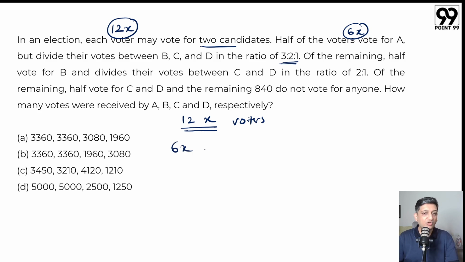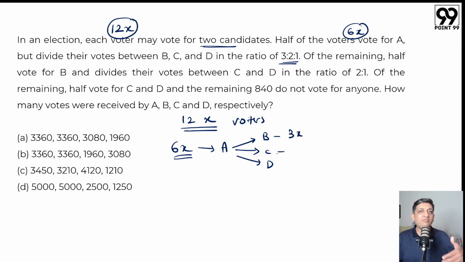So 6X voters are going to vote for A, but divide their votes between B, C and D. So the second person that they're voting for could either be B, C or D. So these 6X people will now be split in the ratio of 3:2:1, which basically means 3X people would have voted for B as well, 2X people would have voted for C in addition to A, and X people would have voted for D in addition to A.